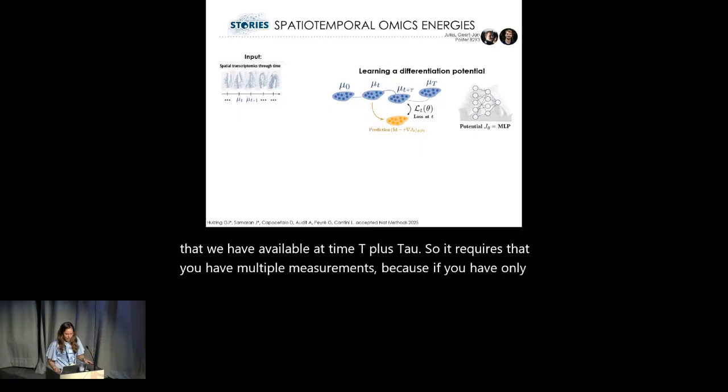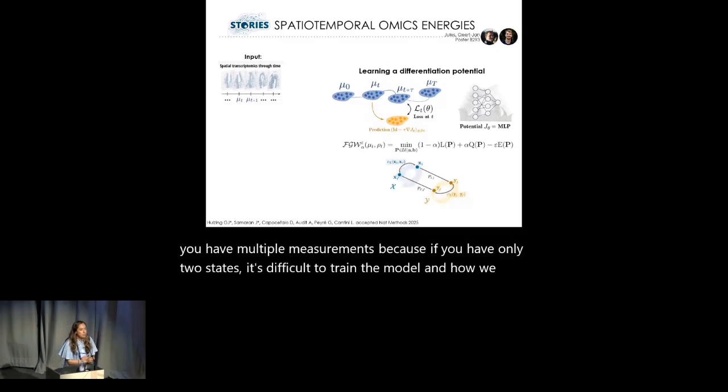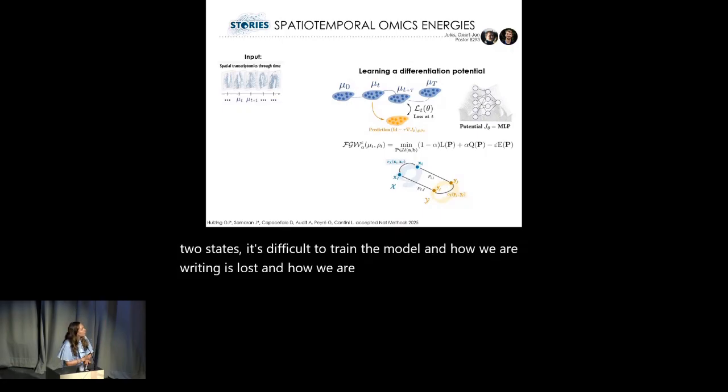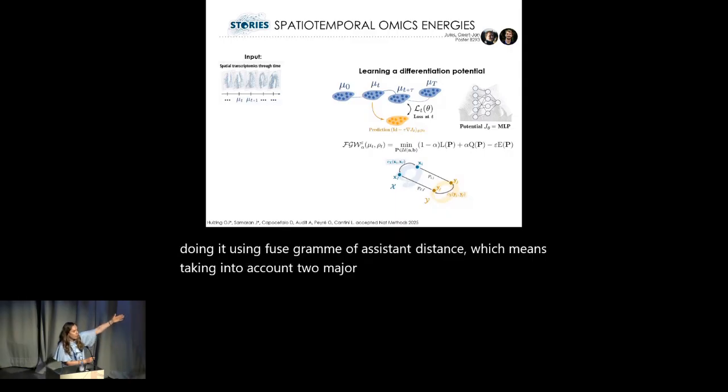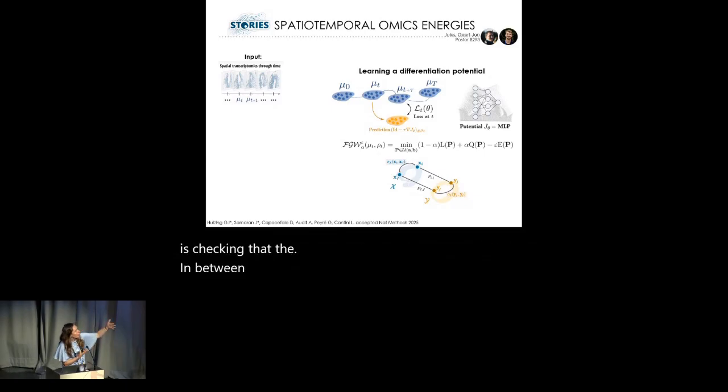So it requires that you have multiple measurements, because if you have only two states, it's difficult to train the model. And how we are writing this loss and how we are optimizing it, we are doing it using a fused Gromov-Wasserstein distance, which means taking into account two major terms. A linear term that is checking that the expression between the prediction and the actual measurement of the cells is close to each other.